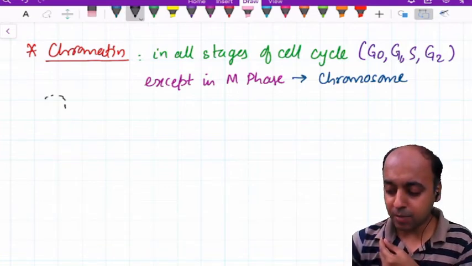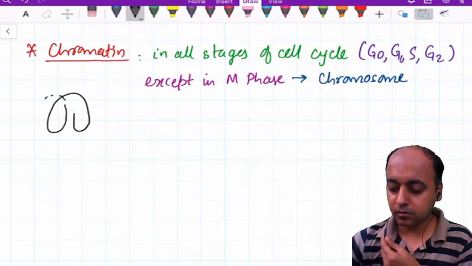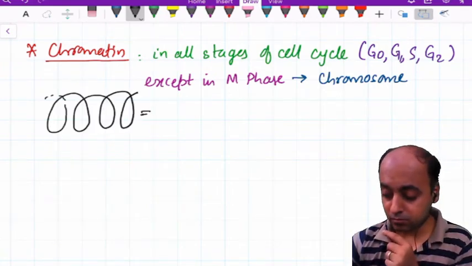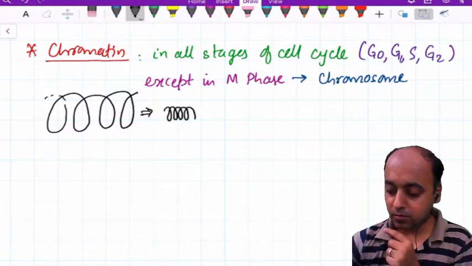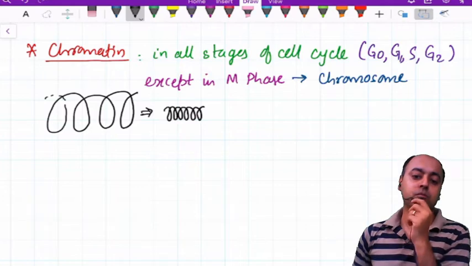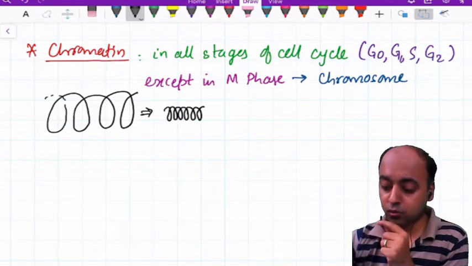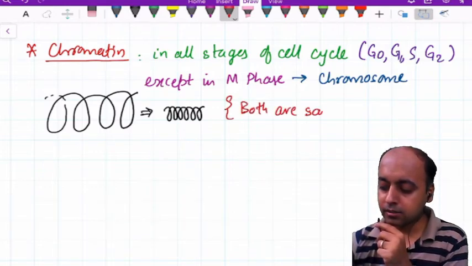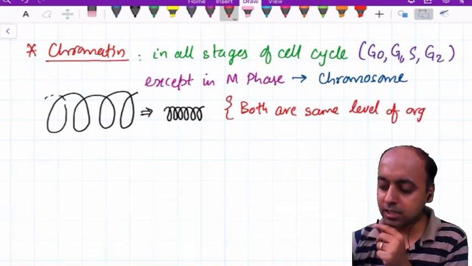Just for example, if this is chromatin, then it becomes more compact. This is chromosome. Alright. So what I want to say is both are the same level of organization. Please understand this.